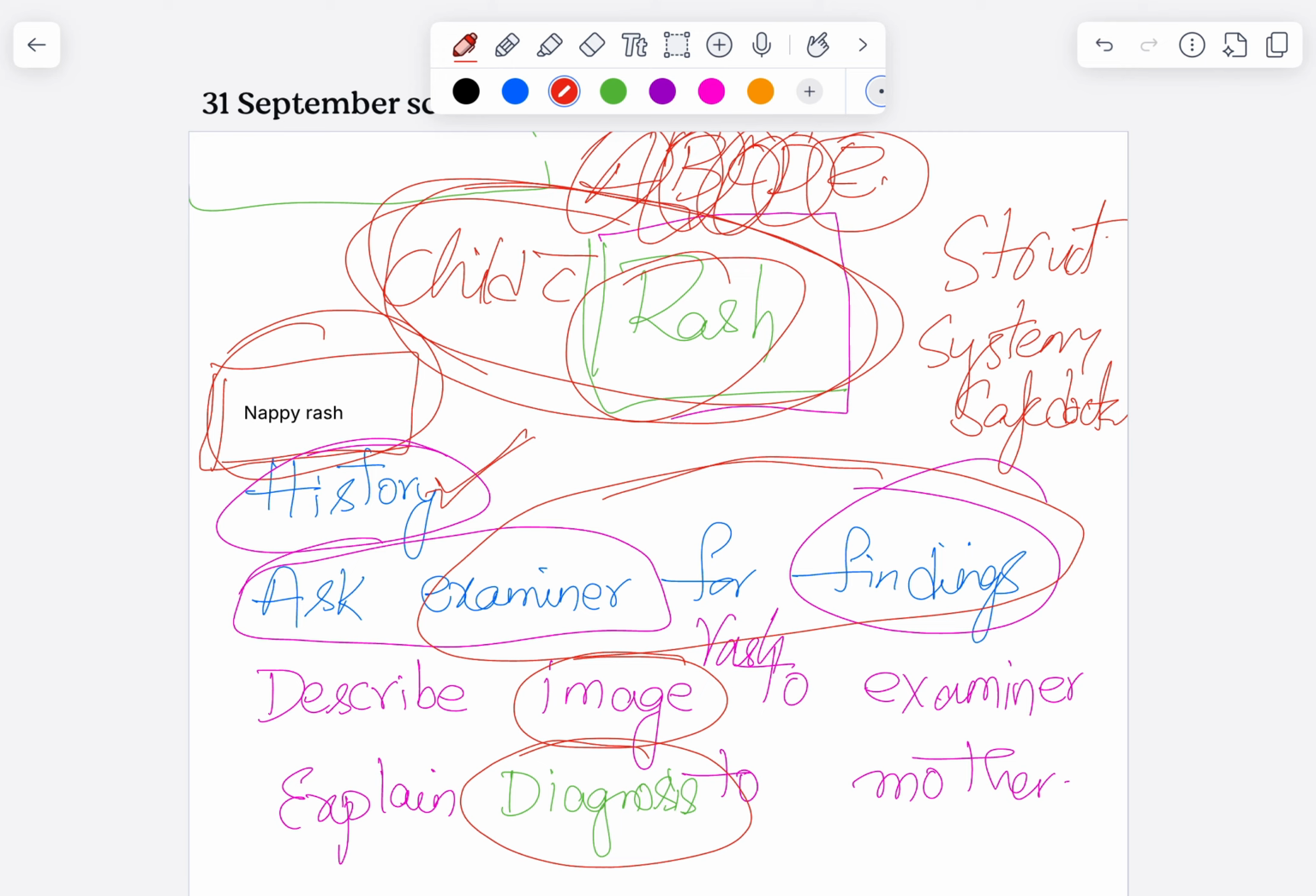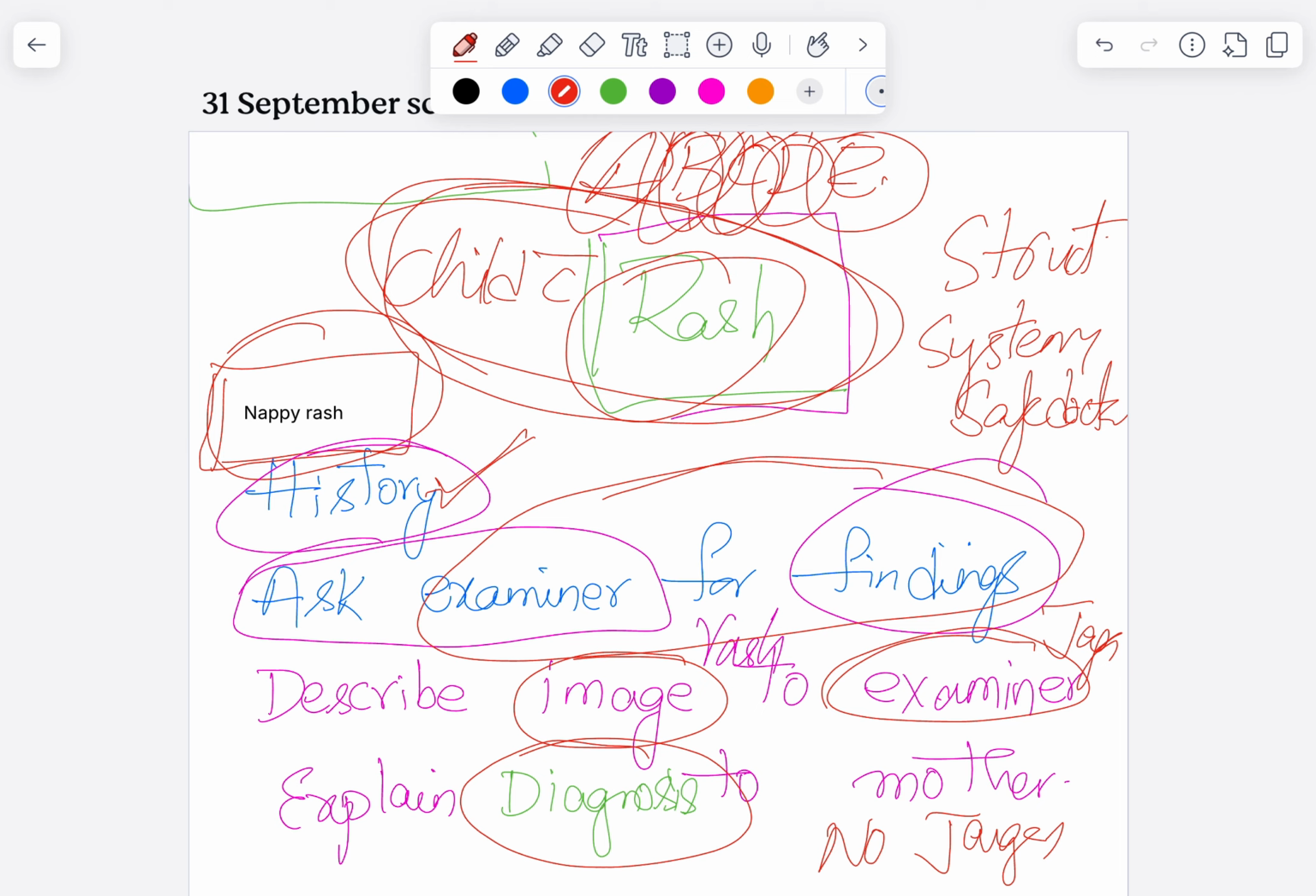Then the examiner is going to give you an image, and you have to describe the image to the examiner, which means you have to describe the rash. Then you need to explain the diagnosis to the mother. So here you can't use any jargon. When you talk to the mother, no jargon. But when you talk to the examiner, you can explain that there is a maculopapular rash, because you're talking to an examiner, so you can use jargon there. So that is very, very important. When you talk to the examiner, he is a colleague, he is a doctor like you, you can use jargon.